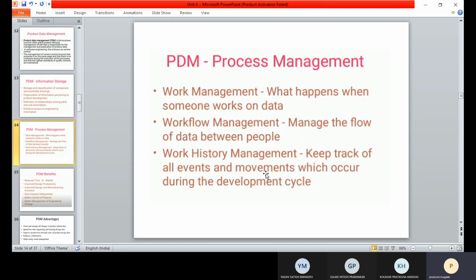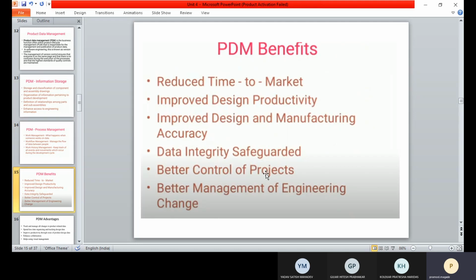Okay, then PDM benefits, a lot of things are there. So the benefits, of course, will reduce the time, improve the product availability, and improve the productivity. So these many things are there. You can write 1, 2, 3. It can give better control for the project, a better management system we need to follow.